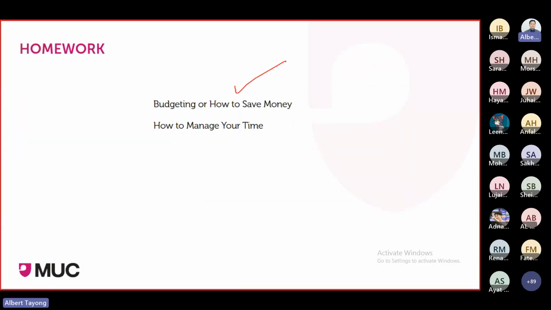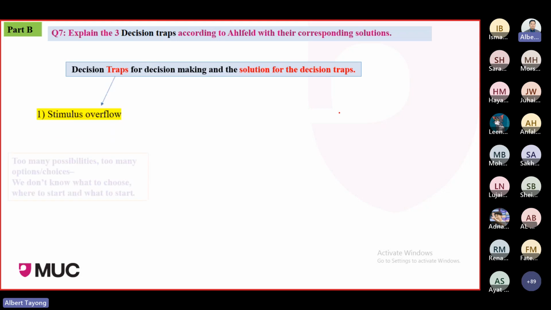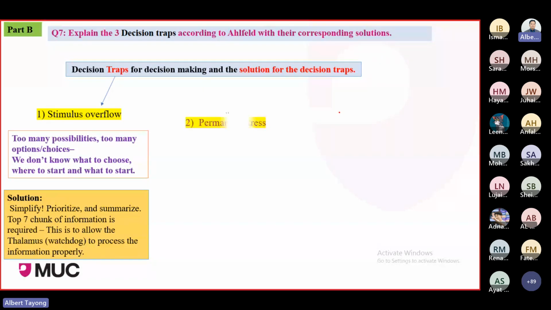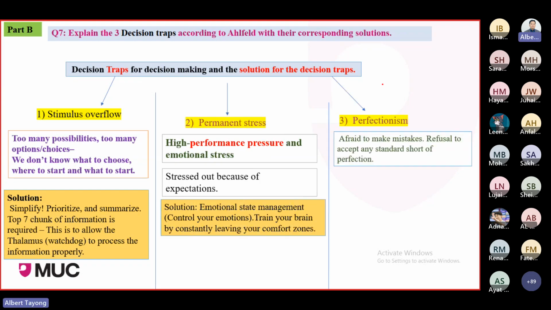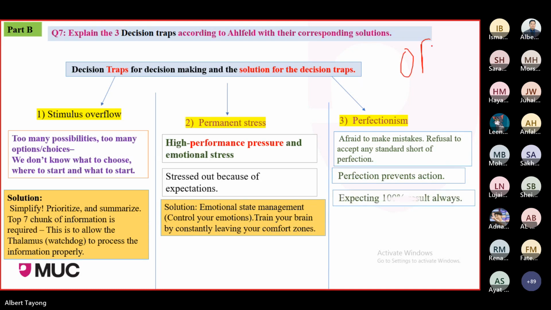Okay, so as I said, please try to search about how to manage your time and how to budget or how to save money. This might be given also in your test. I have talked about this in the class. As I said, if there is an "or", please try to pick only one. I might say A or B or C. You have to pick only one. Okay, it might be about this.